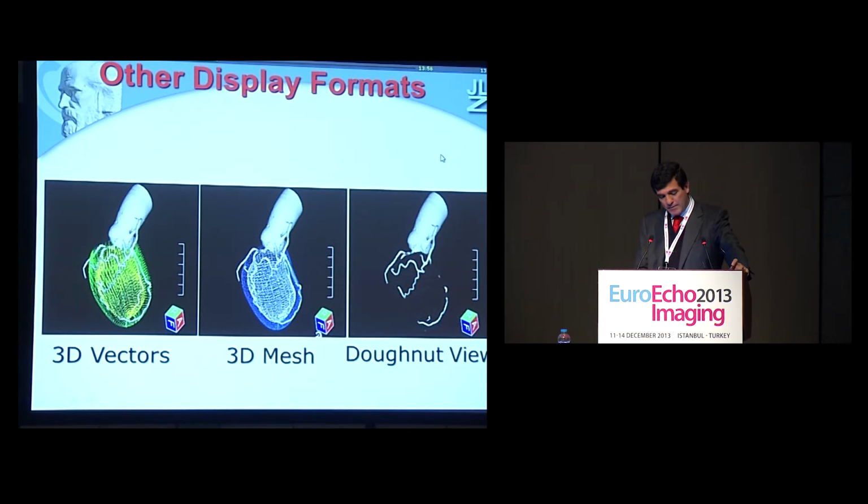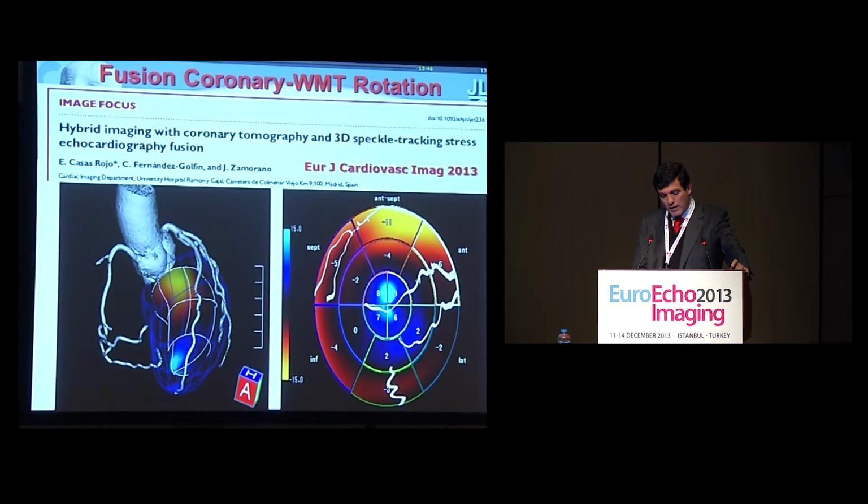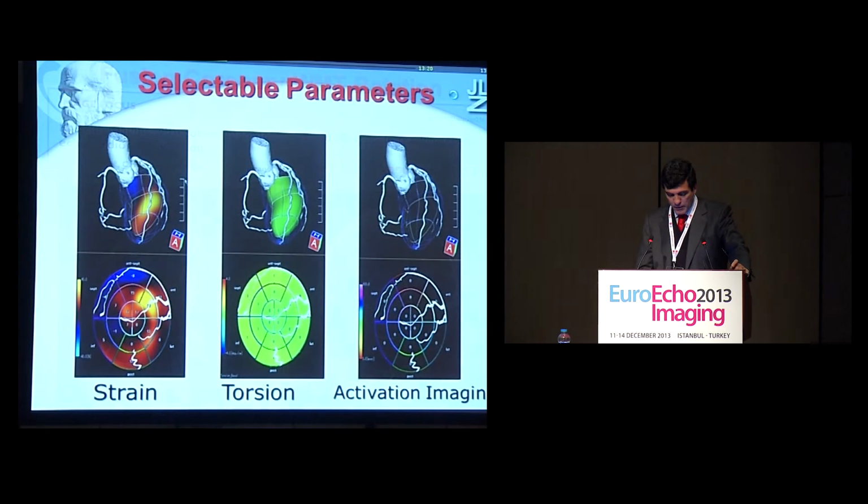Is it really relevant? I think it is. I think that for the first time we can combine the morphological information that we have from the coronary arteries with the morphological information and functional information of the 3D echo. There is a case that we published last month in our journal, the European Journal of Cardiovascular Imaging, and you can see that areas of ischemia can also be matched with the stenosis or with the different perspective and information from the coronary arteries.